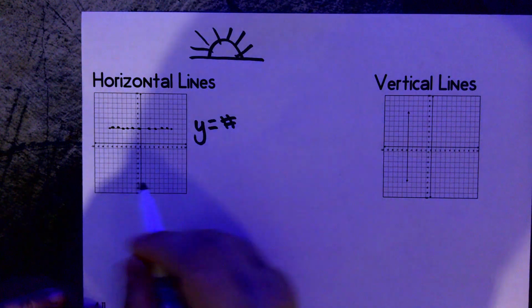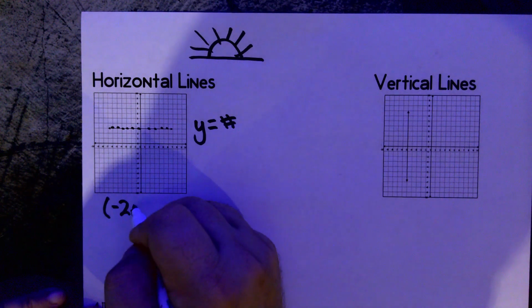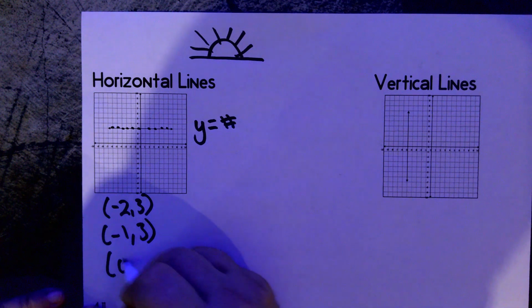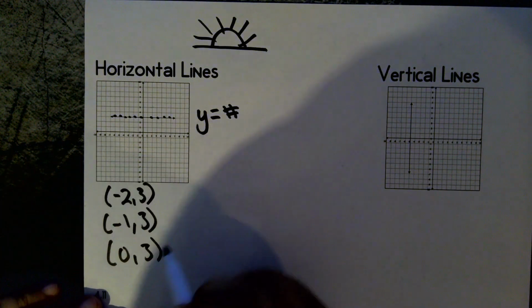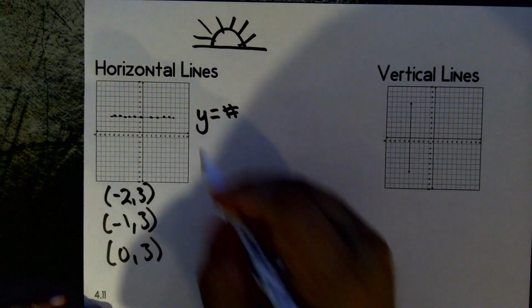It's going to be, for instance, I'm just going to draw some points. It's going to be -2, 3. It's going to be -1, 3. It's going to be 0, 3. So we can see that no matter what my x value is, my y value has to be 3. So I would actually write this as y equals 3.